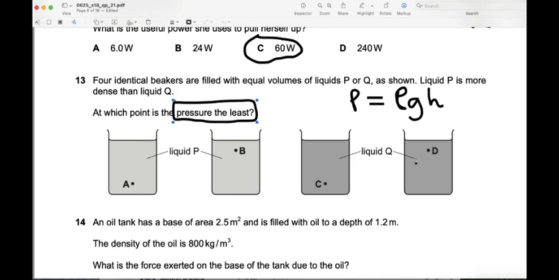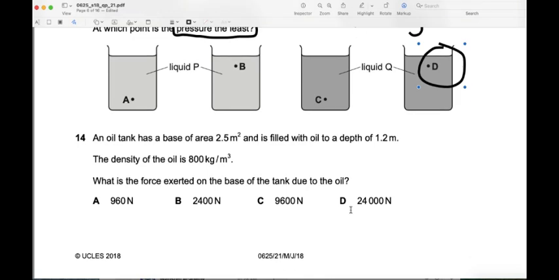Out of these less dense ones, we have to look at the one with the bigger height. Which one is the bigger height? D. So the solution is D, because it has a higher height. Pressure depends on density, and since you want least pressure, you also need to consider this. Is that okay? So that's that for this question. We go to the next question.